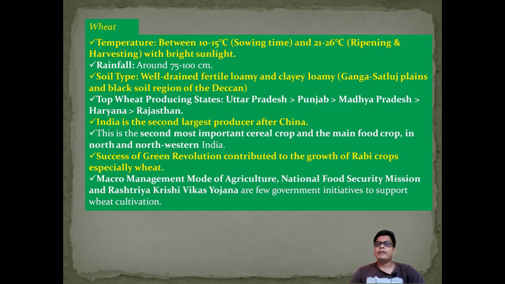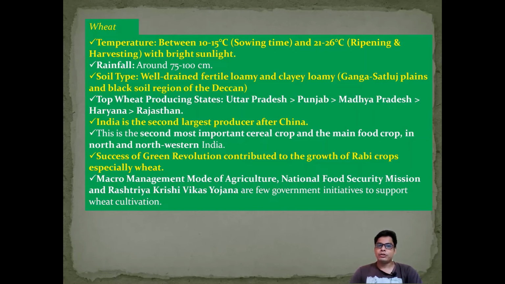The soil should be well drained, fertile, loamy, and clay soil. The Ganga-Satluj area is very suitable, and the black soil of the Deccan Plateau is also suitable for wheat cultivation. The topmost states are UP, then Punjab, Madhya Pradesh, Haryana and Rajasthan. India is the second largest producer of wheat after China.